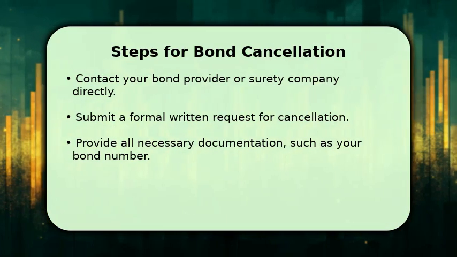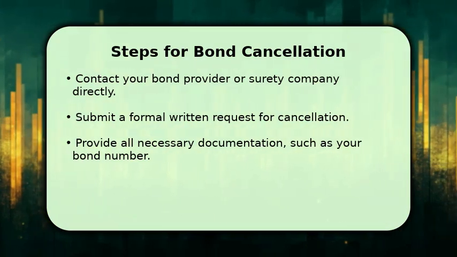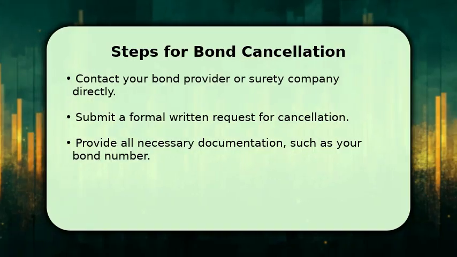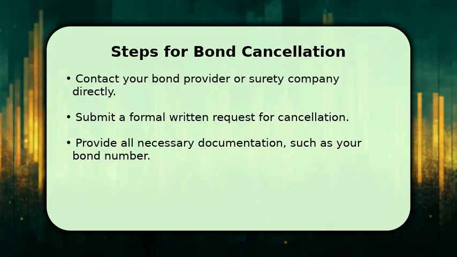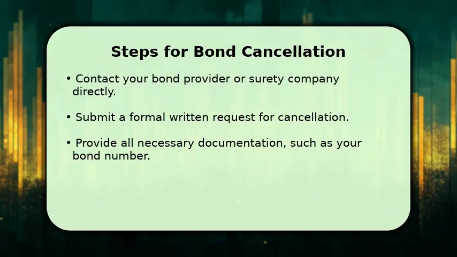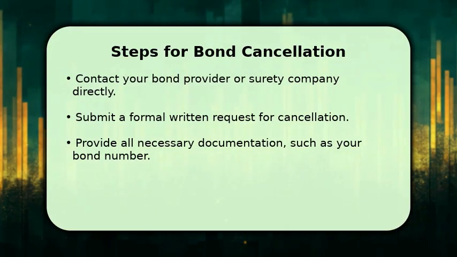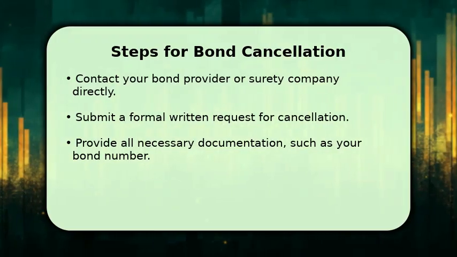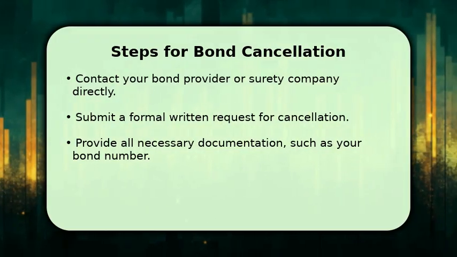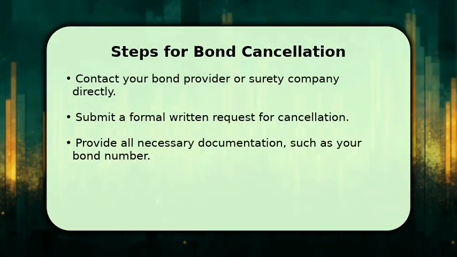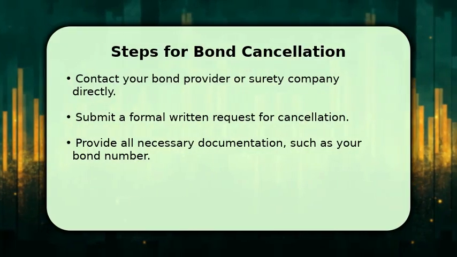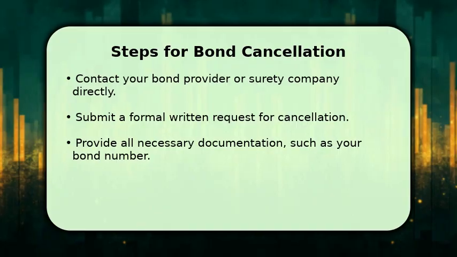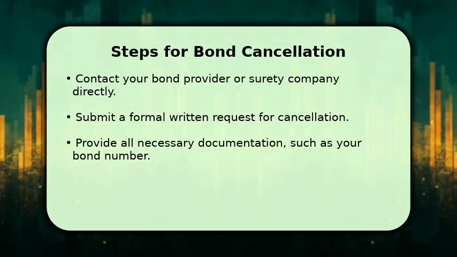Once you understand your agreement, the next step is to contact your bond provider or the surety company that issued the bond. You will need to submit a formal written request for cancellation. Be sure to include all pertinent information, such as your bond number, the effective date of cancellation, and any other details they require. Following their specific instructions precisely will help expedite the entire process.